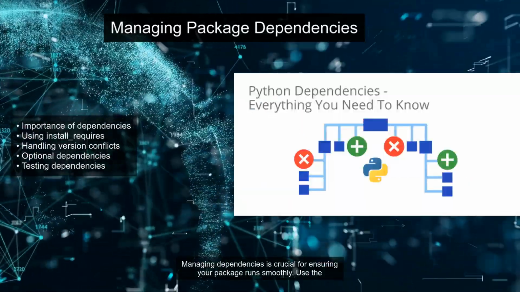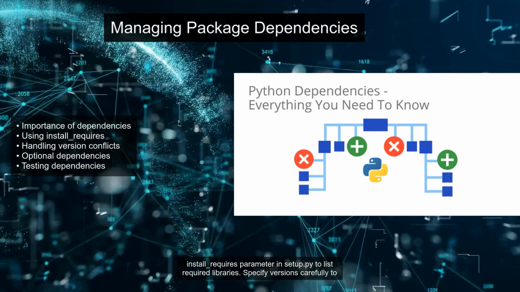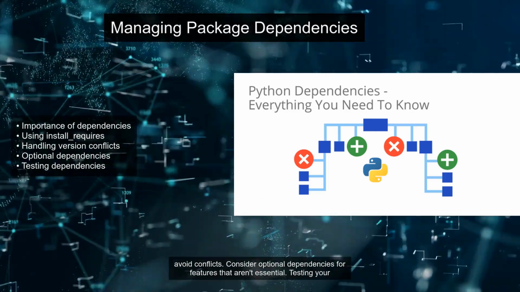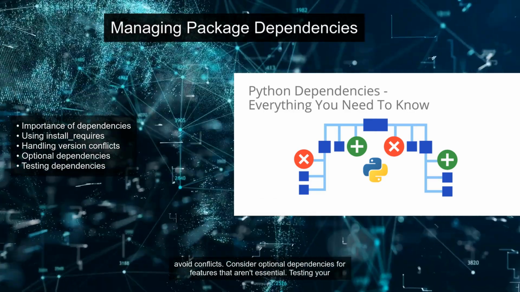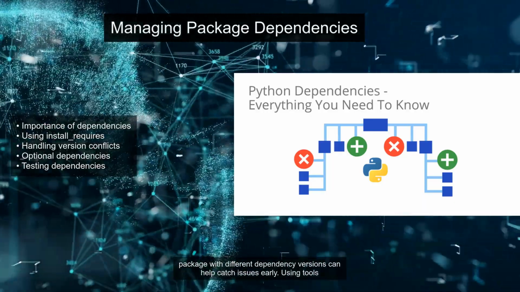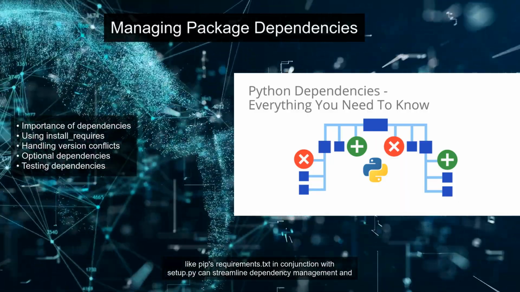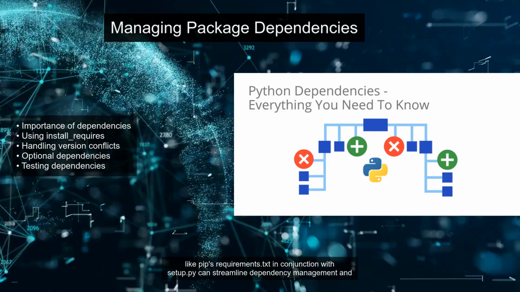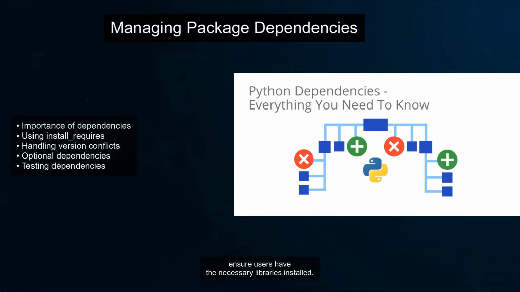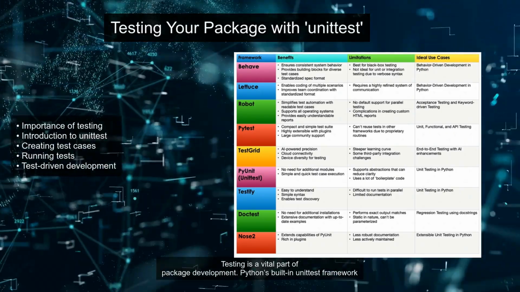Managing dependencies is crucial for ensuring your package runs smoothly. Use the install_requires parameter in setup.py to list required libraries. Specify versions carefully to avoid conflicts. Consider optional dependencies for features that aren't essential. Testing your package with different dependency versions can help catch issues early. Using tools like pip's requirements.txt in conjunction with setup.py can streamline dependency management and ensure users have the necessary libraries installed.